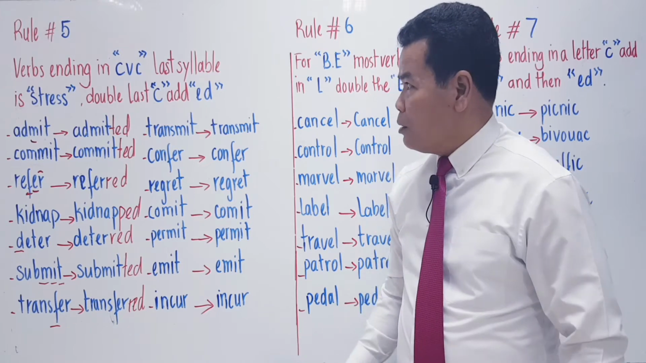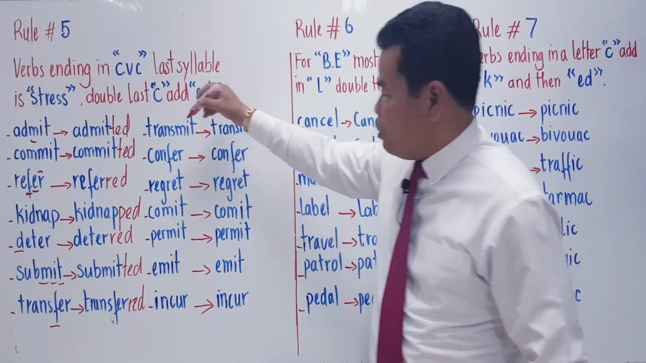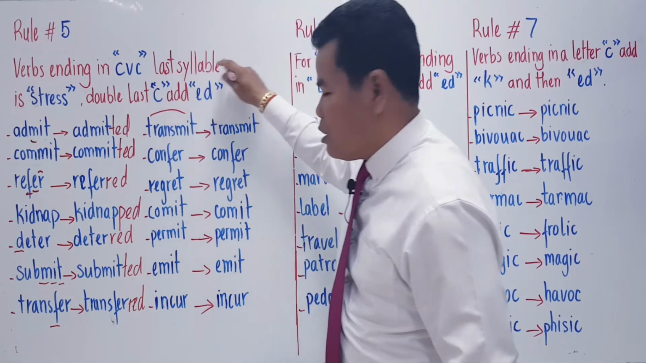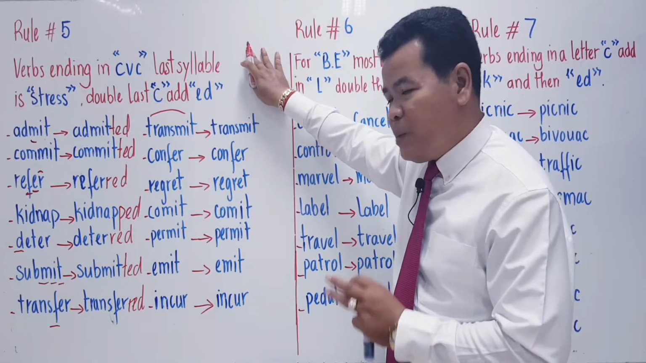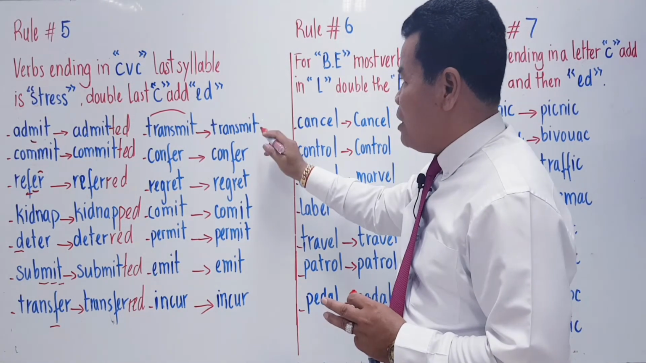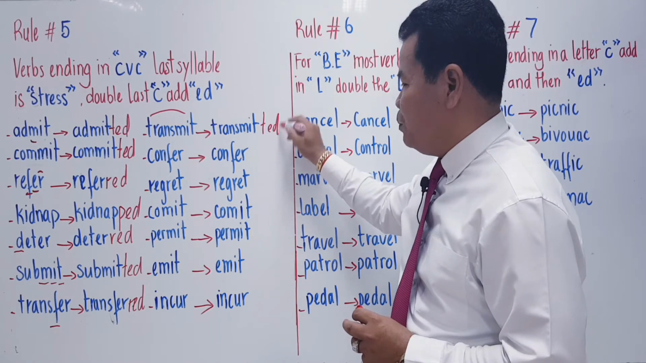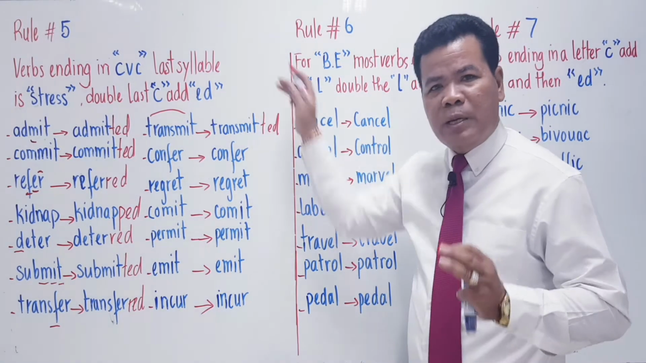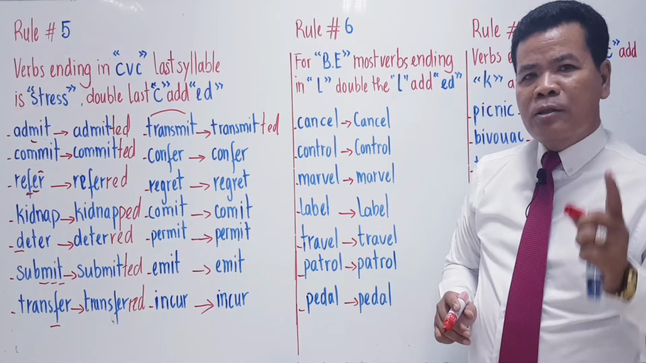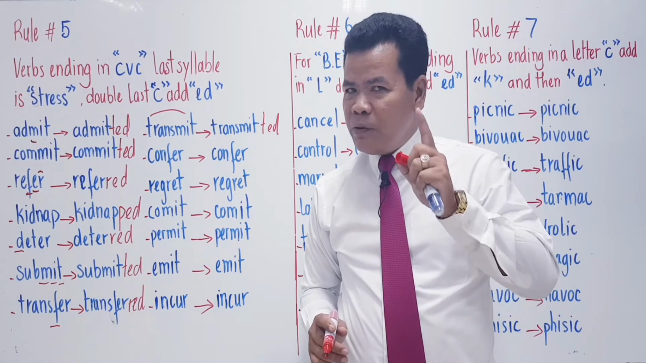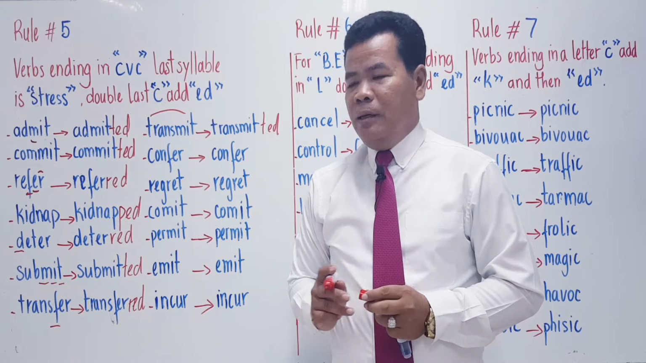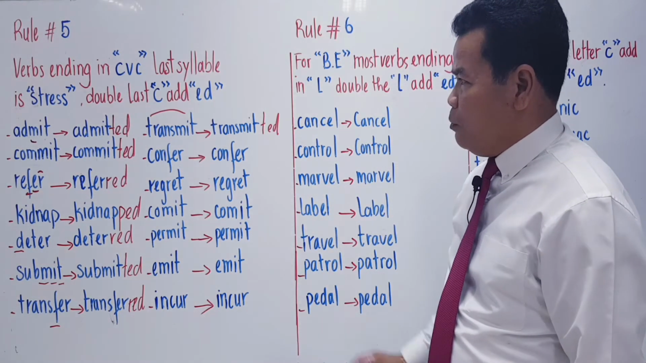So we have a few more to go. So this one, transmit. Before adding ed, we have to double one more T: transmitted. Okay, transmitted. Try to see what I'm doing, and then you can remember. Okay. So look at the other example.